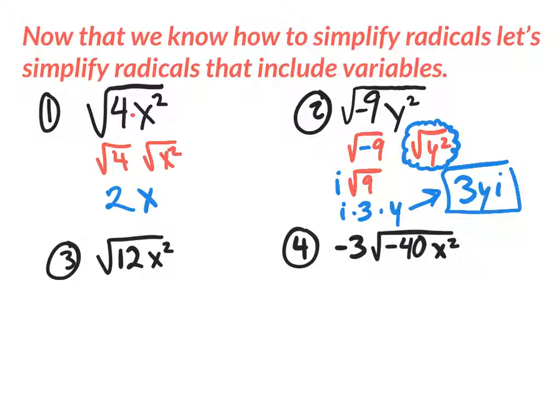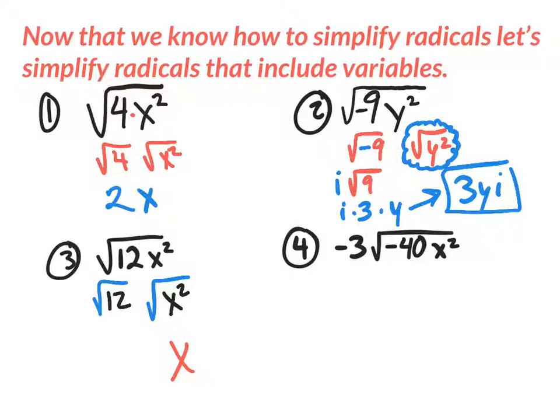Let's move on to number 3. Let's split the root on number 3. We're going to have the square root of 12 and the square root of x squared. Which one's the easiest to do? 12 or x squared? x squared. What's the answer there? That's just a regular x, right?